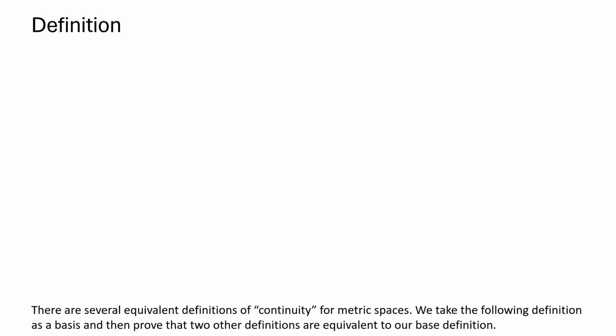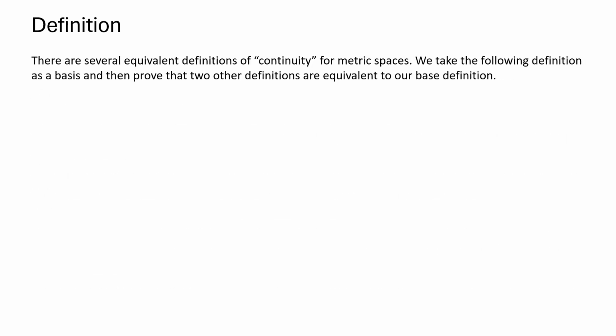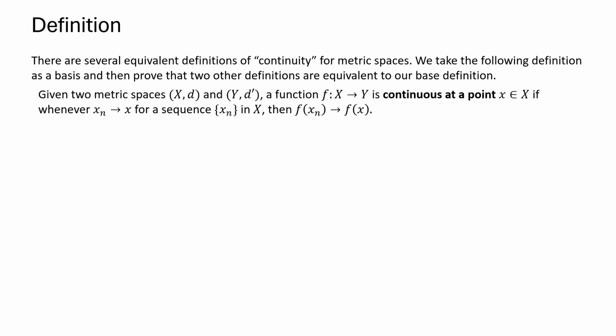So let's look at a definition for a continuous function in a metric space. We'll see in the following slides there are several equivalent definitions, which we actually prove via theorems, but let's start with this one here. Given two metric spaces, X and Y, a function from X to Y is continuous at a point x, an element of X, if whenever a sequence converges to x, then f of that sequence, f of x_n, converges to f of x.